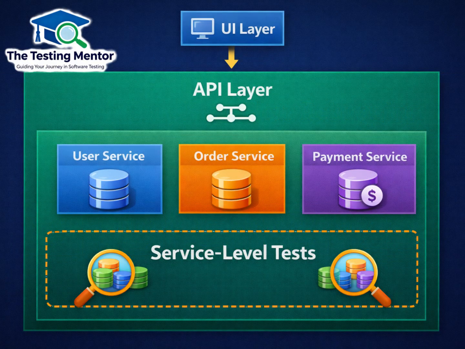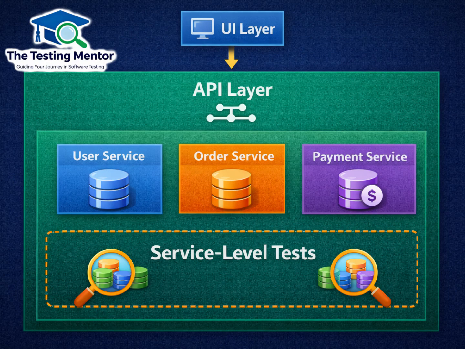In microservices, your pyramid changes shape. Layer 1 is unit tests. Developers validate logic locally. Layer 2 is service level API tests. Validate endpoints in isolation. Layer 3 is contract tests. Ensure service compatibility. Layer 4 is integration tests. Test small service combinations. Layer 5 is end-to-end tests. Only validate critical user journeys. Why minimize end-to-end? Because they're slow, expensive, hard to debug, and environment sensitive.